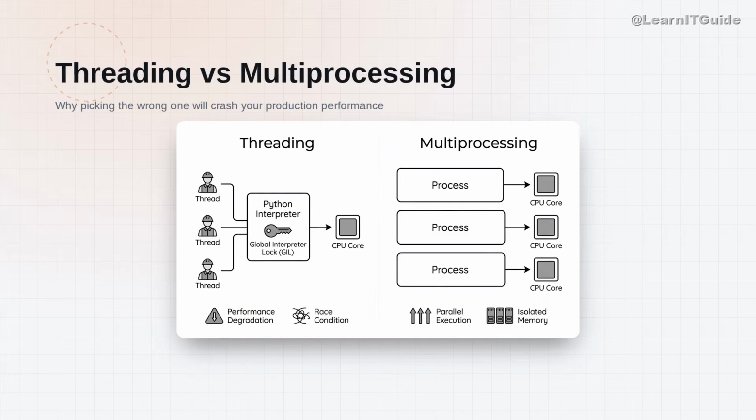Hey everyone, welcome back. In this video, I am going to walk you through the critical differences between Python threading and multiprocessing. And you know why this matters? Because choosing the wrong one can lead to silent performance degradation, or even worse, race conditions that are impossible to reproduce. Most tutorials skip the deep technical reality of the global interpreter lock, but today we are going to get into the details so you can finally make the right architectural choice for your production systems.